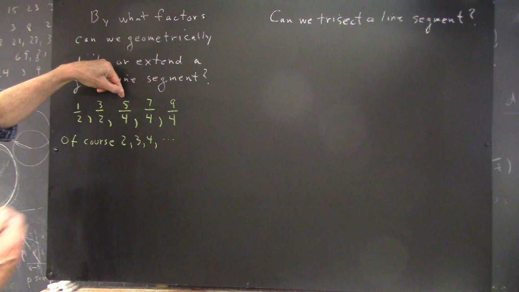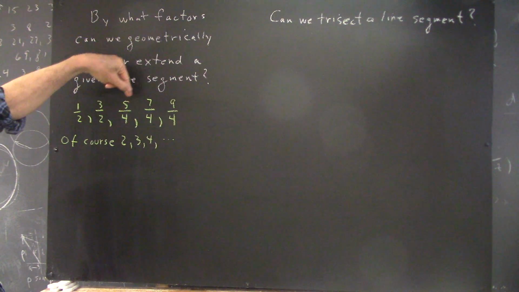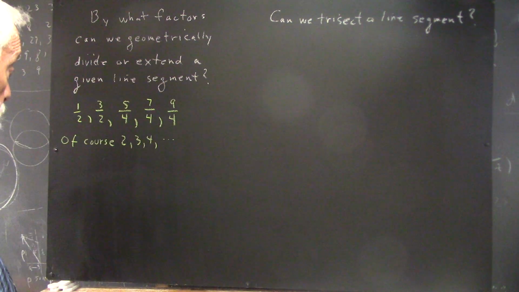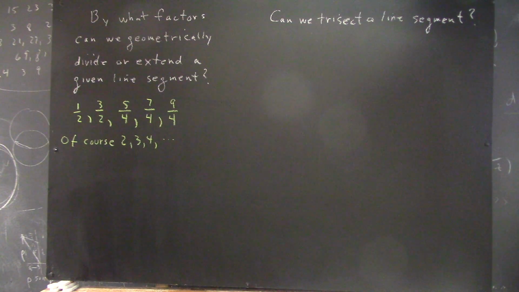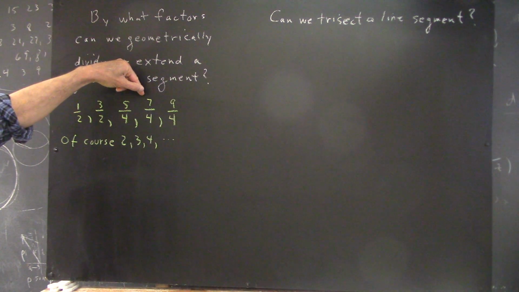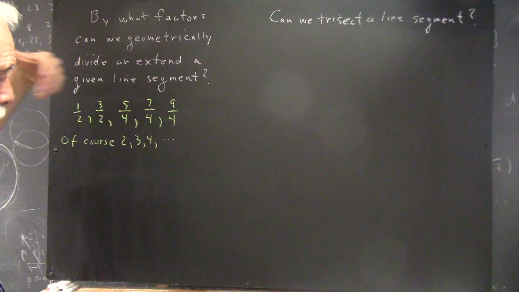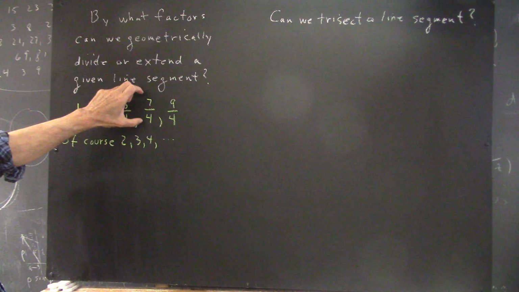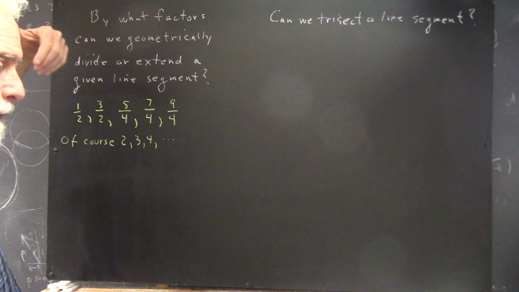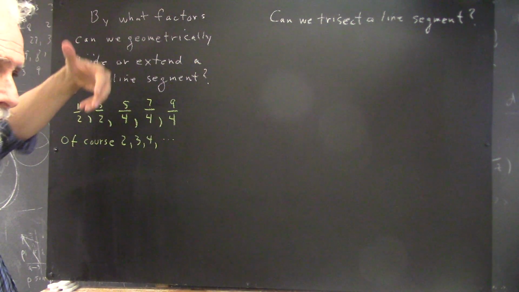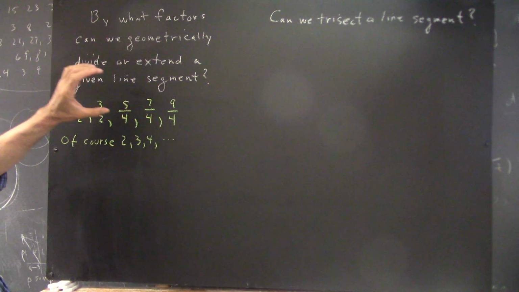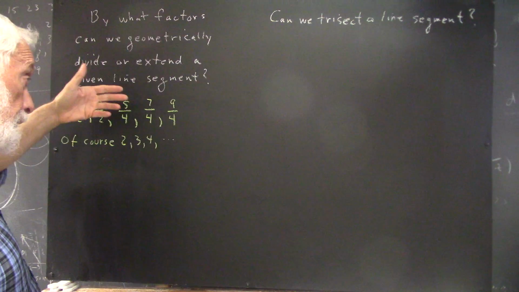5/4 would be a 25% increase. Here would be a 75% increase. Here would be a 125% increase. And of course, the 75% increase would be you increase by factor 7/4. Okay, you have the line segment. You increase it by 75%. Well, that'd be an increase of 3/4 over the full length that you already had, and so forth.